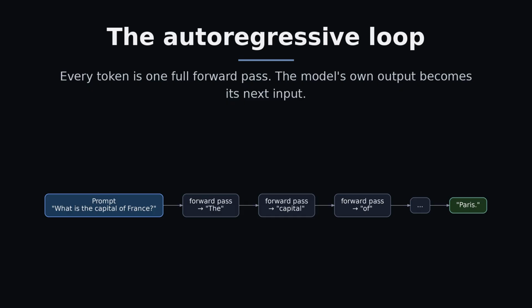Maybe it's the word "the." The model then takes its own output, appends it to the input, and runs another full forward pass. The next token might be "capital," then "of," then "Paris." Each token is one complete pass through the model, run sequentially, because each one depends on every token before it. This is why generation feels like it streams, because it literally does.